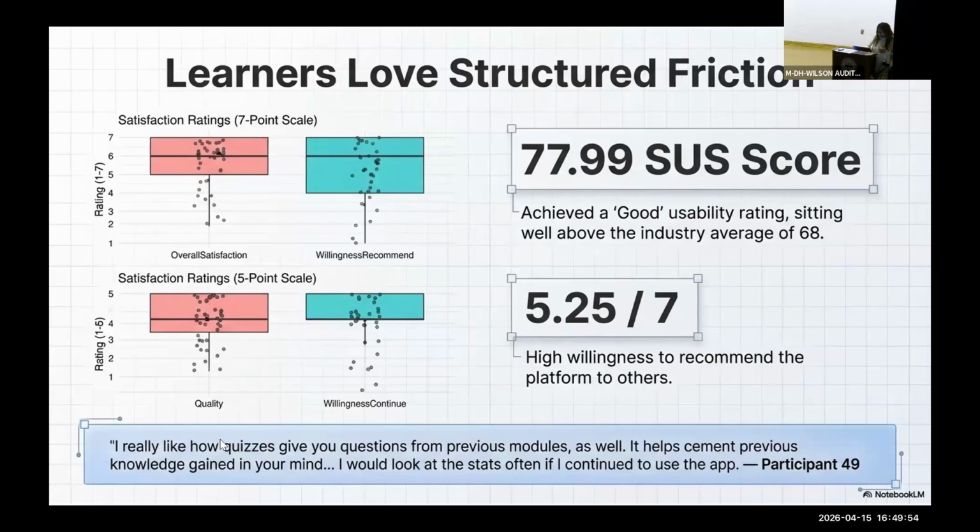I want to read this quote here. One of the quotes really goes with this line that learners actually like structured friction. One of the participants said, "I really like how quizzes give you questions from previous modules as well. It helps cement previous knowledge. I would look at the stats often if I continue to use the app." So they like completing those quizzes and going back to see that they got multiple good scores in all of the quizzes to move to different modules.